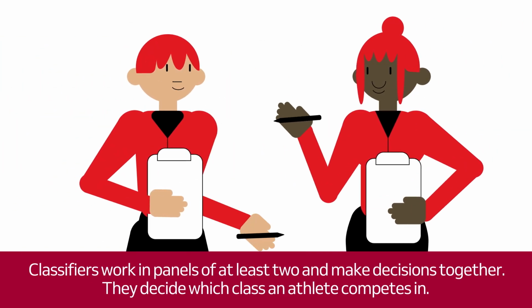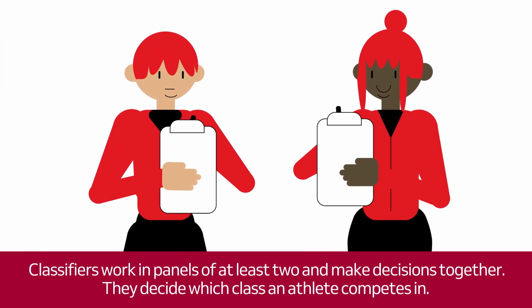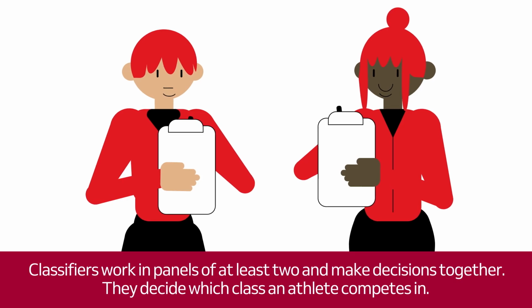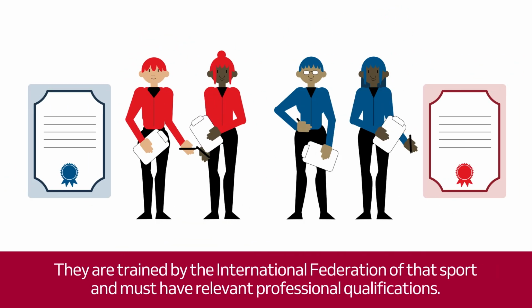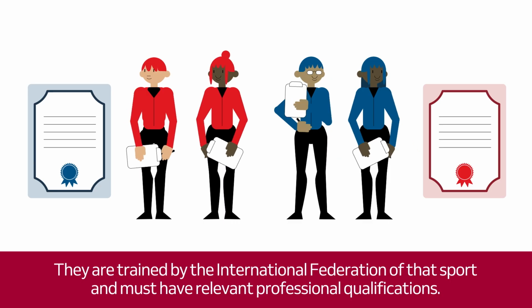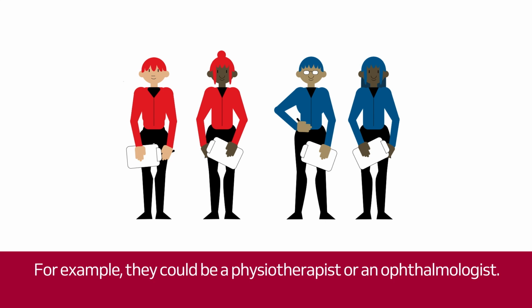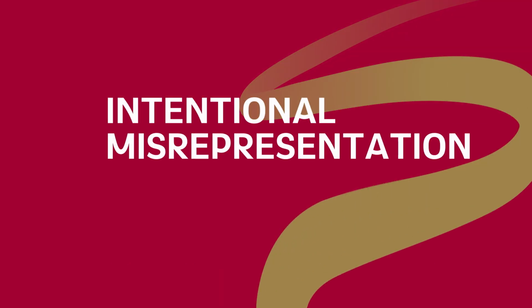Classifiers work in panels of at least 2 and make decisions together. They decide which class an athlete competes in. They are trained by the International Federation of that sport and must have relevant professional qualifications. For example, they could be a physiotherapist or an ophthalmologist.